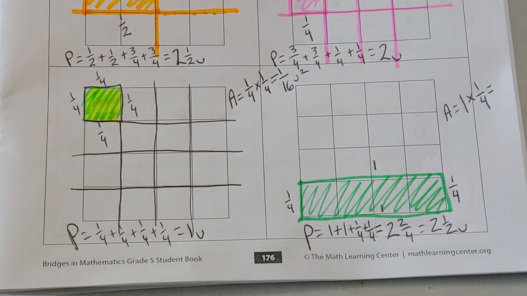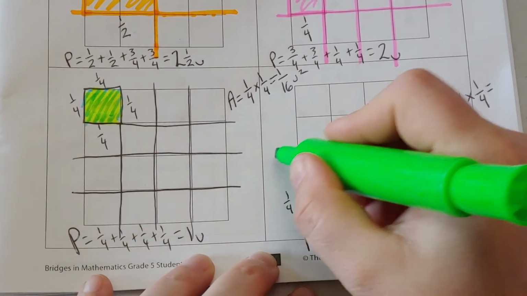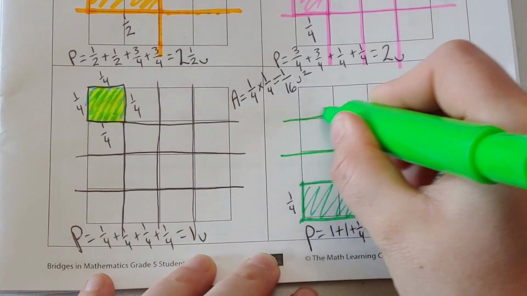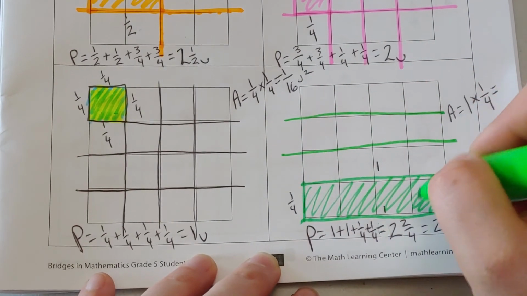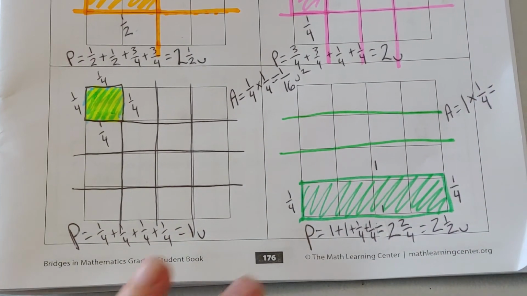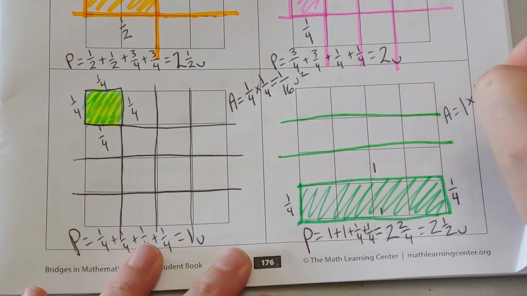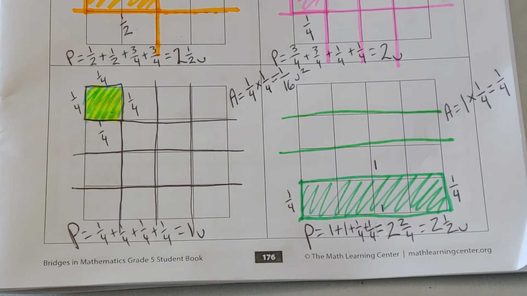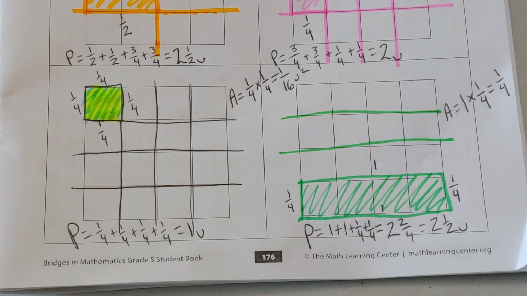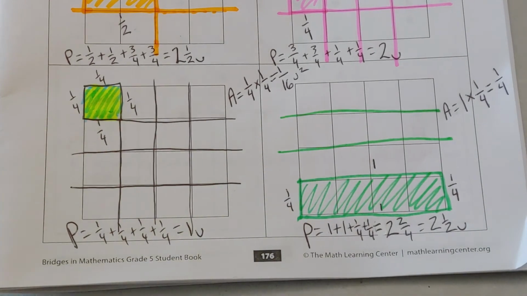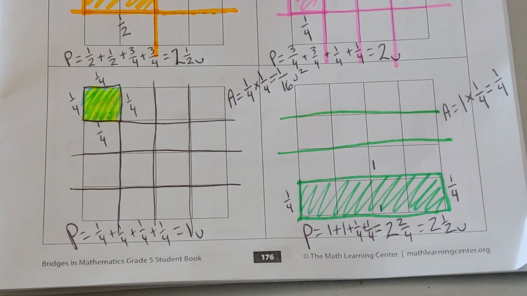So what is the area of that? I'm hoping that you noticed this is a row. So if I just do like this, I've got 1, 2, 3, 4 sections. One of those colored in, 1/4. So hopefully your journal's closed. If not, that's okay. You can just watch mine.